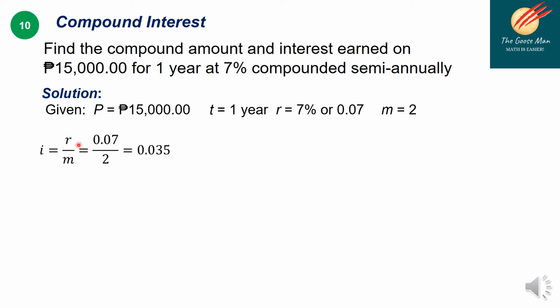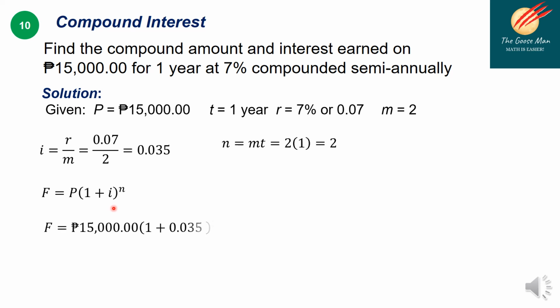Next, let's look for the periodic rate. Recall that the periodic rate is equal to your annual interest rate divided by the number of conversions. So we have 7% divided by 2, so we come up with 0.035. Next one, the total number of conversions is equal to m times t. Our m is equal to 2 times 1, so we have 2. So we have here, the future value is equal to the present value times (1 plus i) raised to n.